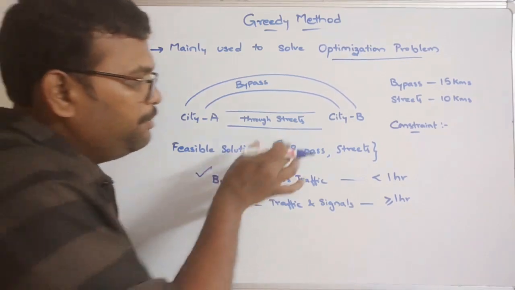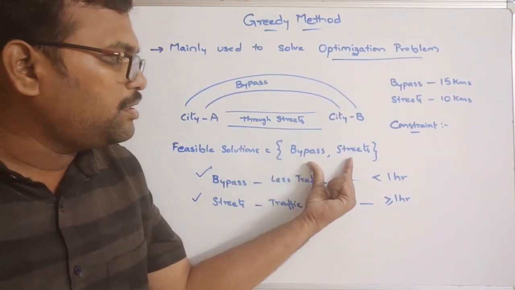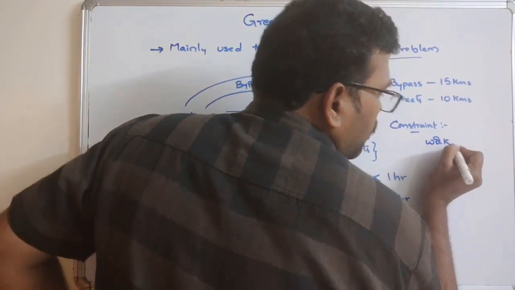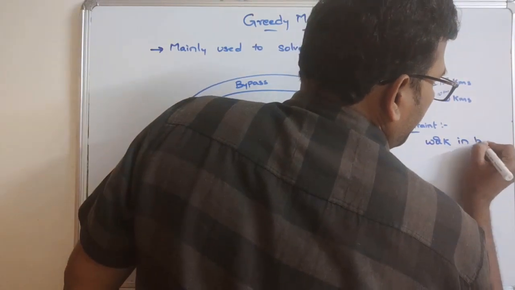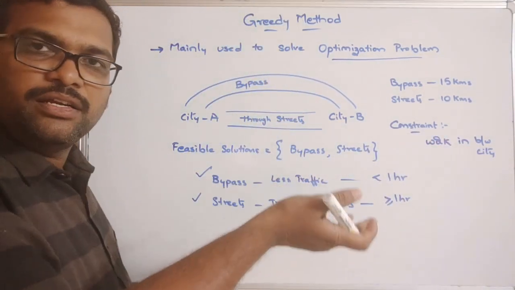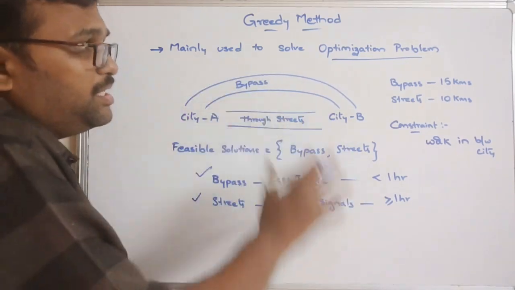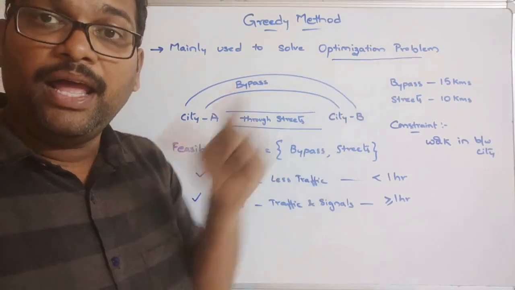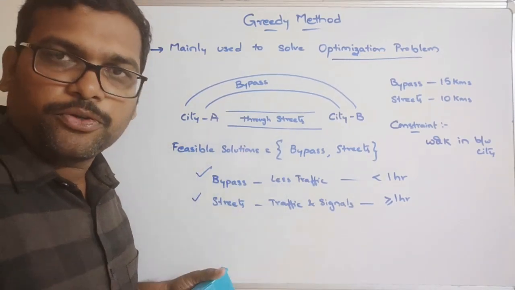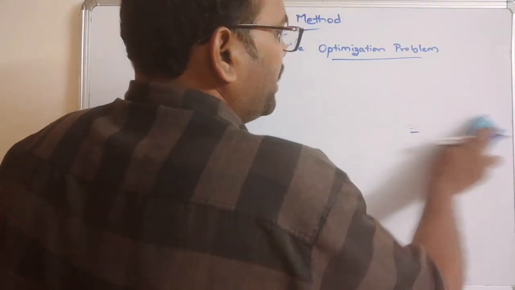And if you have any work in between the city, in between the streets, then you need to use the streets. So that means we have multiple solutions, multiple alternatives, and we choose based upon the constraints. If you have some work in between the city, we need to go through the streets. If you do not have any work, and you want to reach quickly, avoiding the traffic signals, we can choose the bypass. This type of problem we can call an optimization problem, and these optimization problems can be solved by using the greedy method, right? So hope you understood the procedure. Now, what are the applications? That means where we are going to use these greedy methods. Few applications.